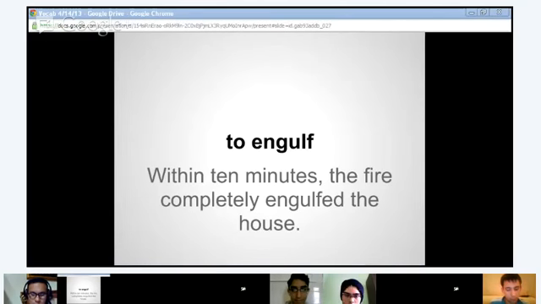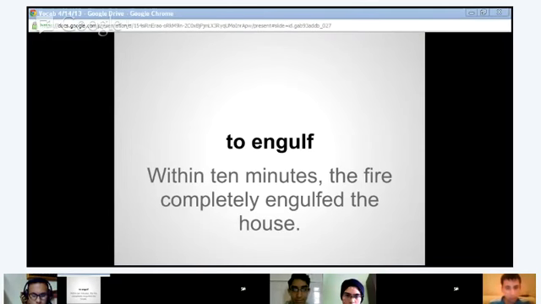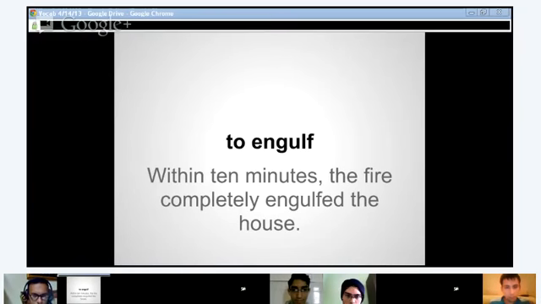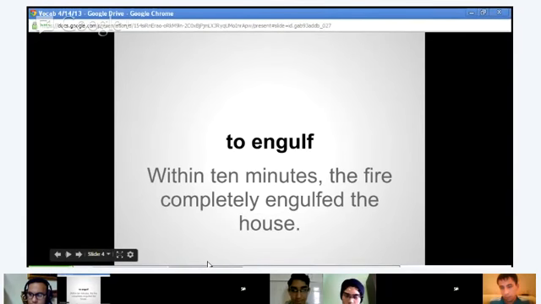Can I say a sentence for this word? Sure, go ahead. During the rainy seasons, the water completely engulfed the riverside. Mm-hmm. Perfect. The water completely engulfs the riverside. Okay, perfect. Any other questions or maybe examples you'd want to check?